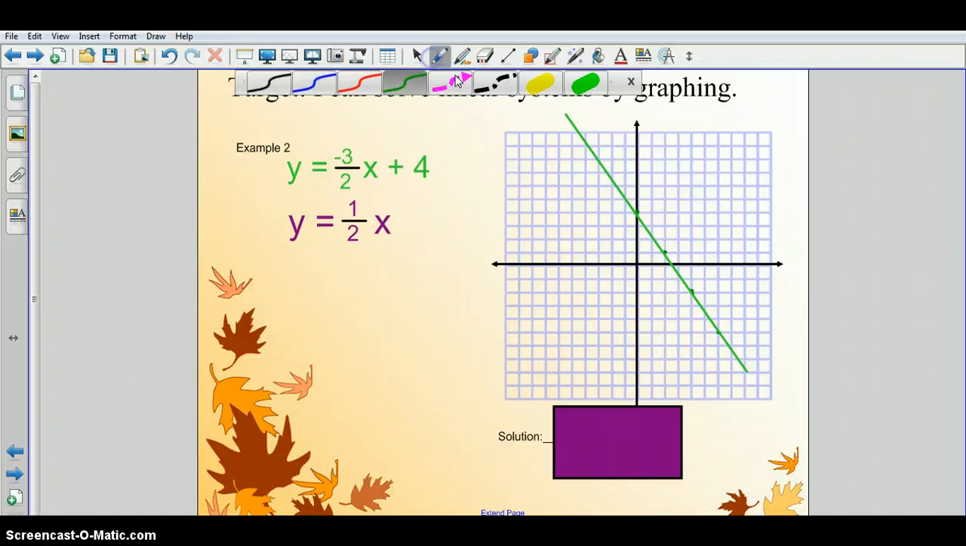I'm going to do it in black first, and then I'll change it over to purple. The y-intercept here, this equation really says plus 0. It's the way I'd like to look at it. So the y-intercept here is 0, 0. This is a direct variation equation. It goes right through the origin.